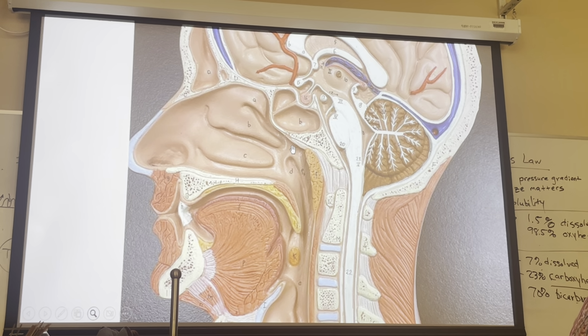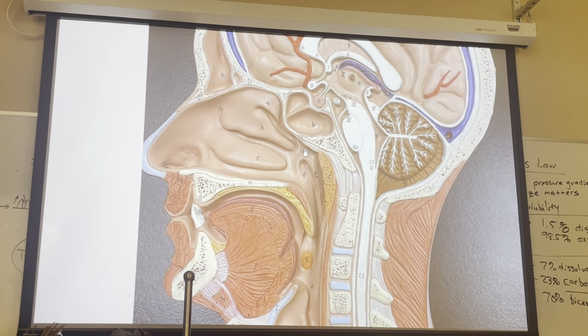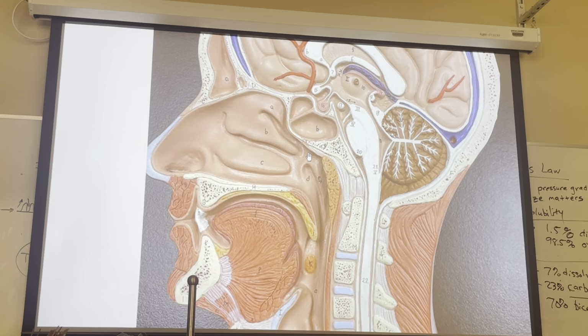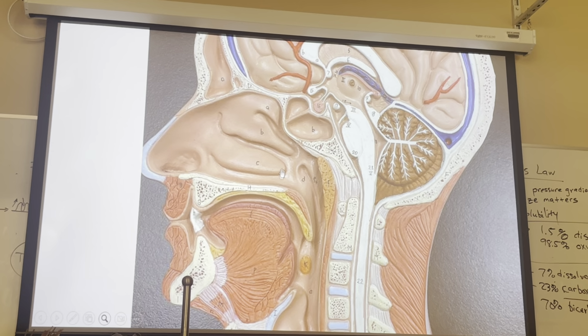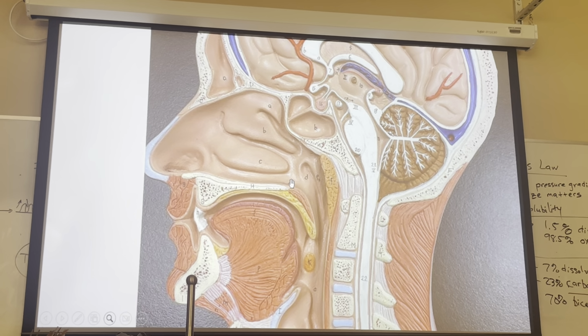So the way that you identify the internal nares is you have to look kind of in the area where all the nasal concha stop. Notice they all kind of end right about here. And that's going to be the internal nares.